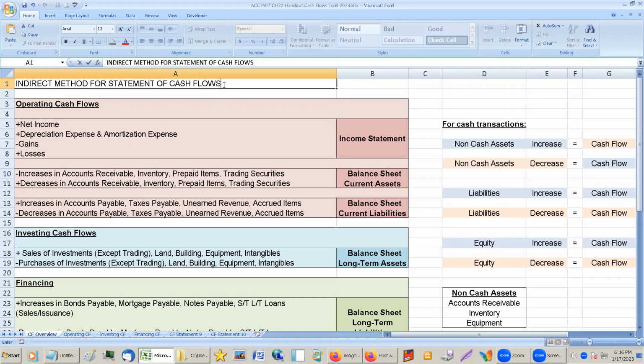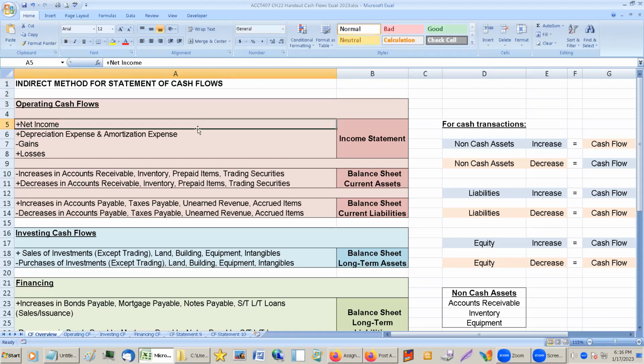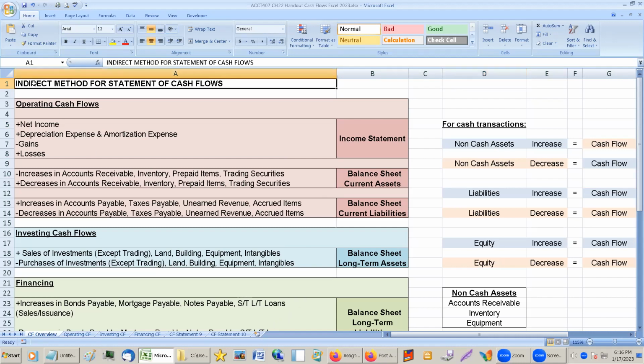So, the indirect method for the statement of cash flows. Now you're probably asking yourself, is there a direct method? And there is. I'll just talk about it. There's the indirect method and the direct method, so you have two choices in doing the statement of cash flows.